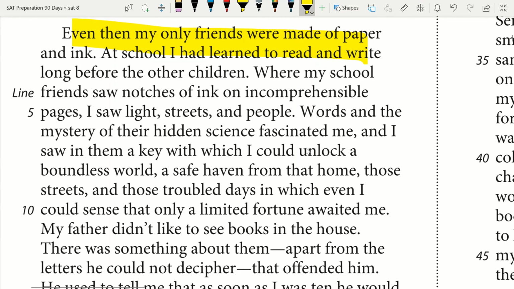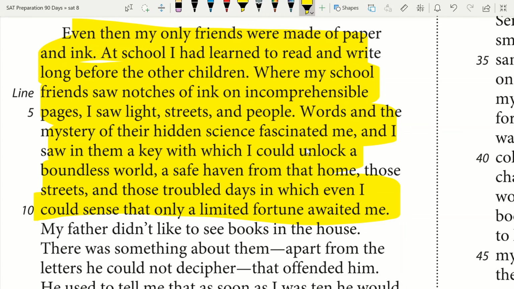At school, I had learned to read and write long before the other children. Where my school friends saw notches of ink on incomprehensible pages, I saw light, streets, and people. Words and the mystery of their hidden science fascinated me, and I saw in them a key with which I could unlock a boundless world, a safe haven from that home, those streets, and those troubled days, in which I could sense that only a limited fortune awaited me.